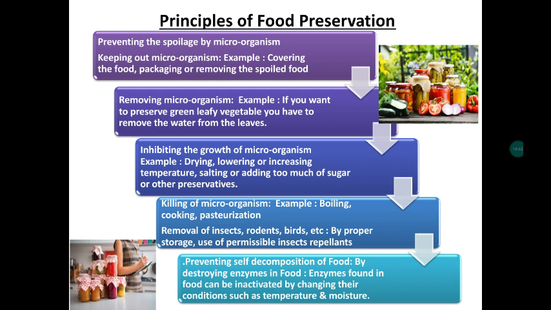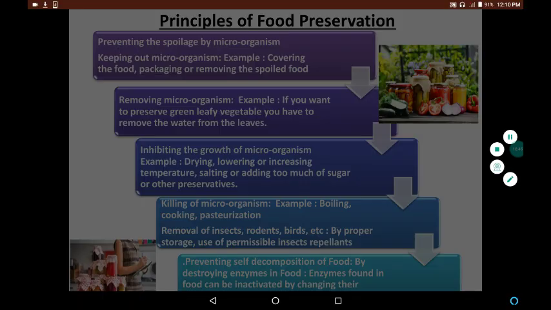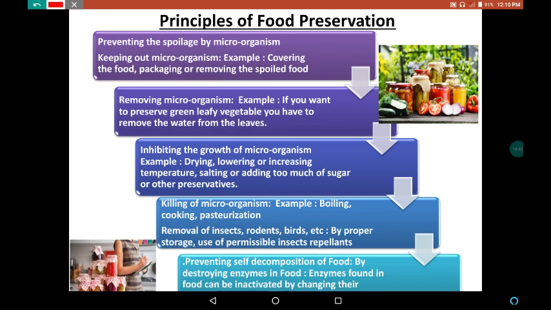There are some principles for preservation of food. So let's take a look at the principles of food preservation. The first principle is preventing spoilage by microorganisms. Prevent the food from the growth of microorganisms. Keeping out microorganisms, for example, covering the food, packaging, or removing the spoiled food, can preserve the food for a long time. Another is removing microorganisms.